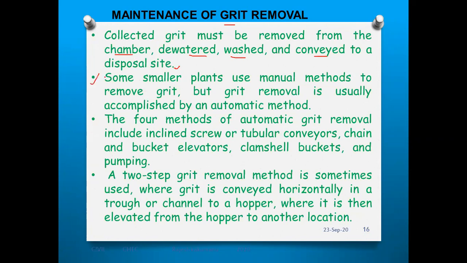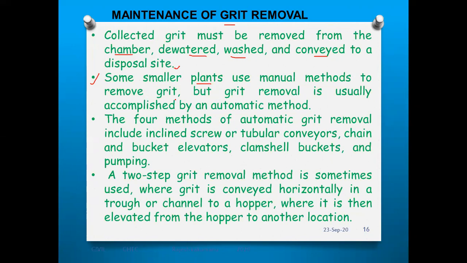Second one ఏంటి? Some smaller plants, అంటే not the original plants, పెద్ద యూనిట్స్, చిన్న యూనిట్స్ యూజ్ చేస్తాయి కదా. సో some smaller plants use manual methods to remove the grit. సో మనం ఇందాక చెప్పుకున్నట్టు గ్రిట్ రిమూవల్ లో వీ ఆర్ హ్యావింగ్ 2 types. One is manual, another one is mechanical.